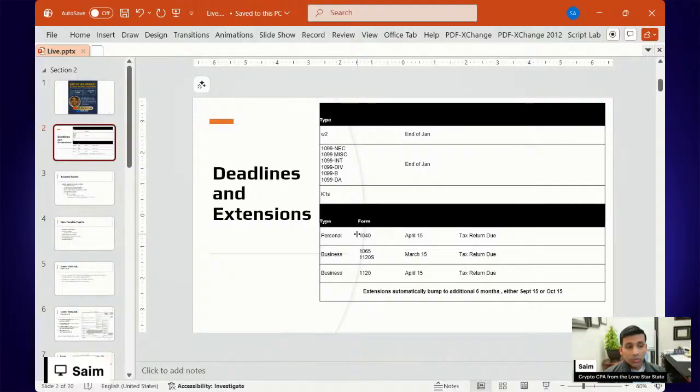Personal taxes, when are they due? Personal taxes are due always on April 15th. Businesses, if you have a business that is an LLC of some type, whether it's a 1120S, which is an S corporation, or a 1065, which is a partnership, those are due March 15th. If you have a business that is a C corporation, that is due April 15th. And if you have applied for an extension, which you can, all the way up until April 15th or March 15th if you have an LLC, automatically you will be granted a 6-month extension. That means September 15th or October 15th.